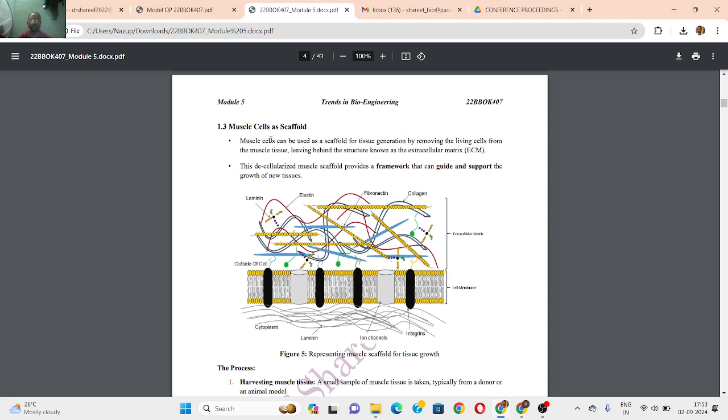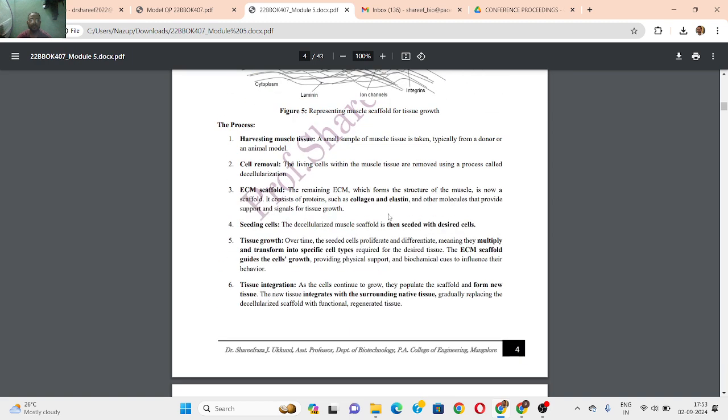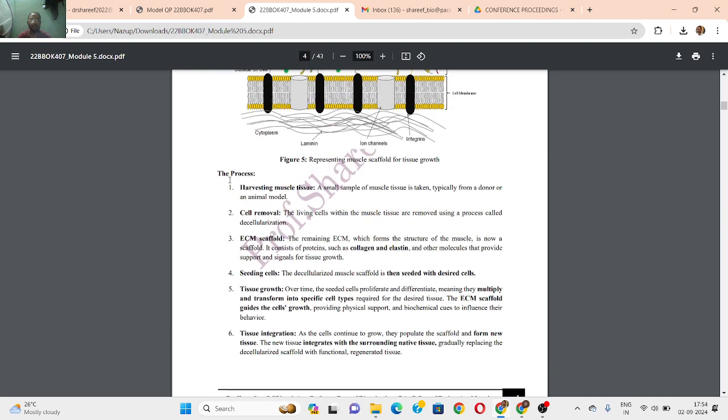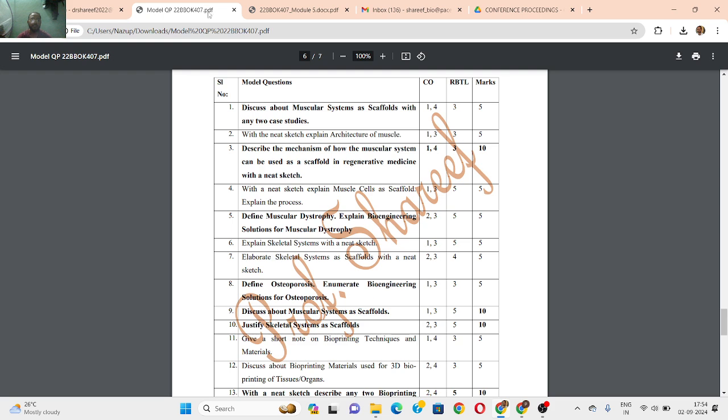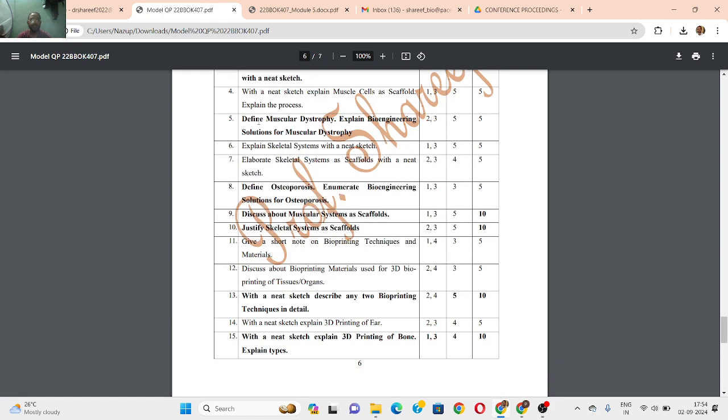1 mark for this theory, and 1 mark for the diagram. Another 3 marks for this process. This process contains 6 steps, so 3 marks. Total 5 marks. Over. So next, fifth question: define muscular dystrophy and explain bioengineering solutions for muscular dystrophy.